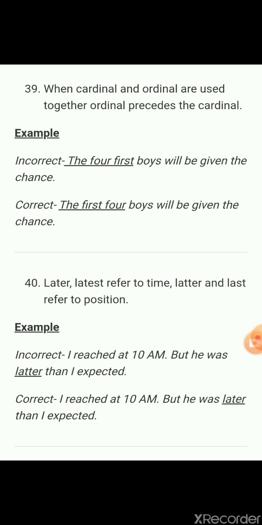Look at the sentence. I reached at 10 a.m. but he was later than I expected. It is about the time zone. So how can later come with a double T? Both have the same pronunciation, only the spellings are different, so please make note of that. I reached at 10 a.m. but he was later than I expected. Because we are talking about the time zone, later and latest are only for the time zone.